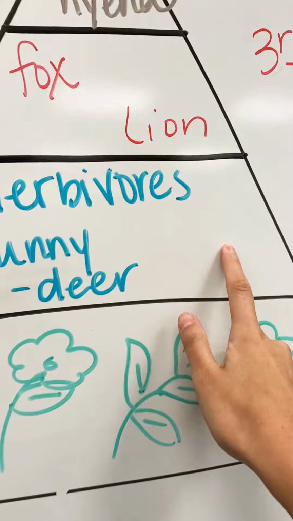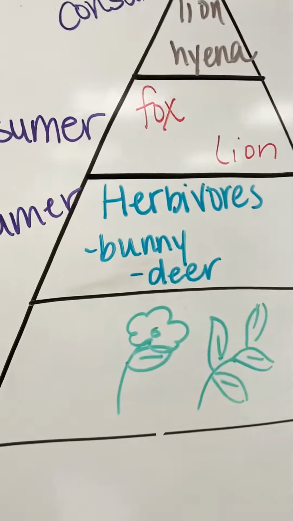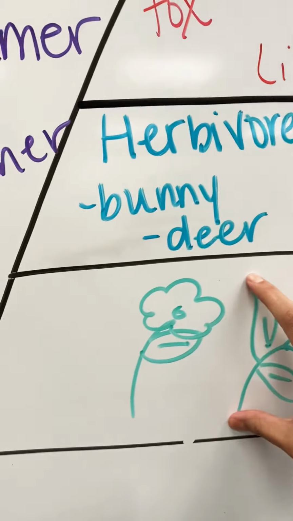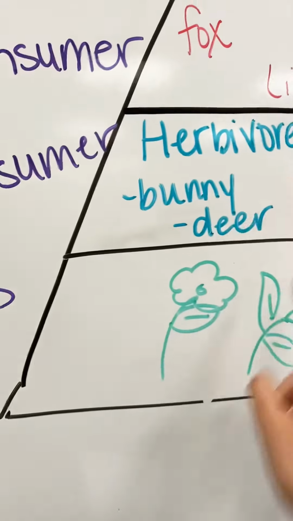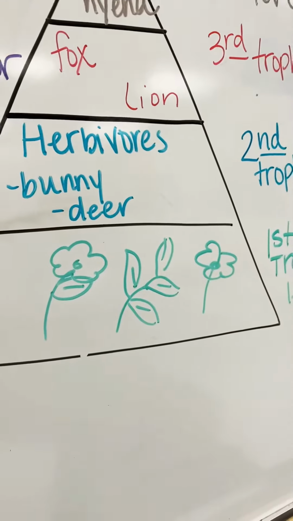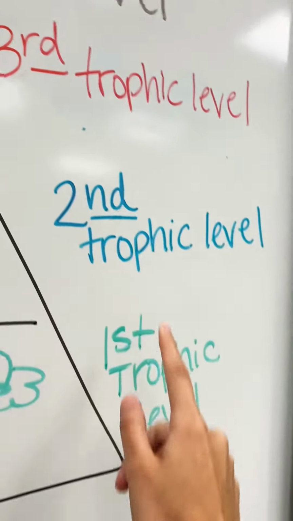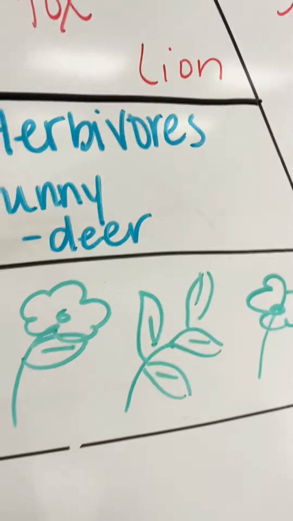Your second trophic level is your primary consumers. So they are the herbivores that eat from the first trophic level. So for example, a bunny can eat these plants, these producers, therefore it's a primary consumer because it eats the producer, and it's on the second trophic level because it eats from the first trophic level. Another example is a deer.